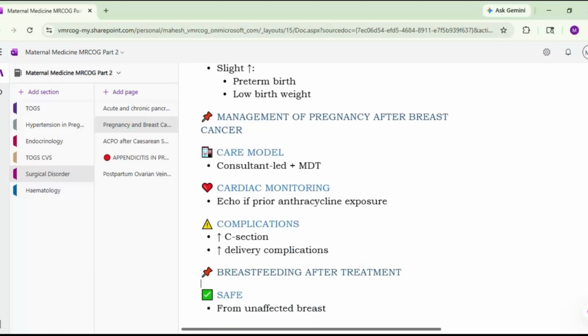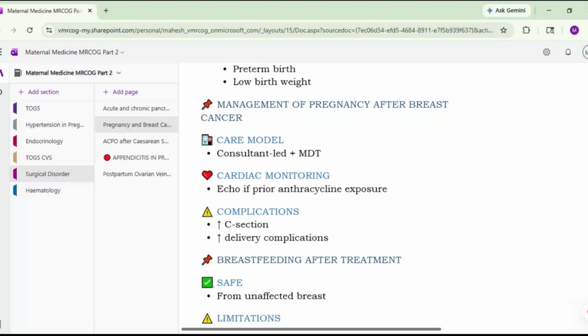Okay. So management of the pregnancy after the breast cancer. It should be consultant-led care, and it should be in a multidisciplinary team. Cardiac monitoring will be required. A 2D echo will be required if she has taken prior anthracycline therapy. This is important from the Part 3 examination point of view, because there can be an OSCE station where the patient has received anthracycline chemotherapy. So you have to say it and get the cardiac 2D echo done.